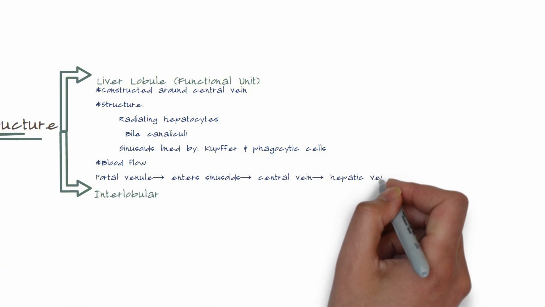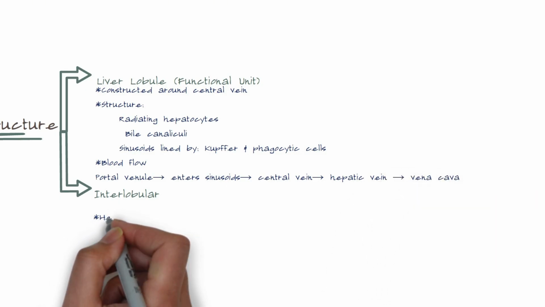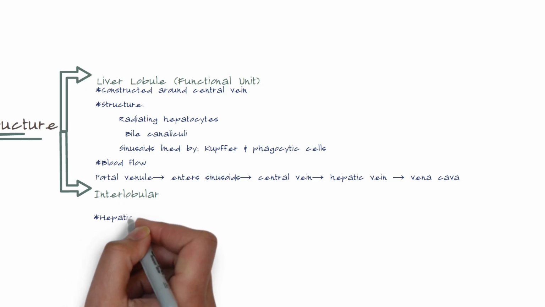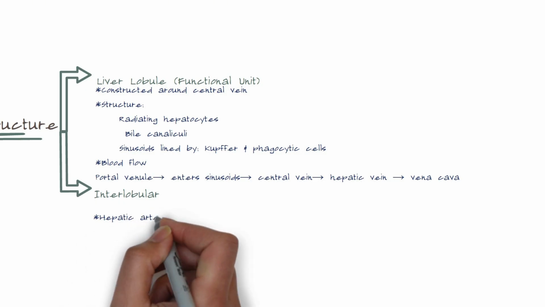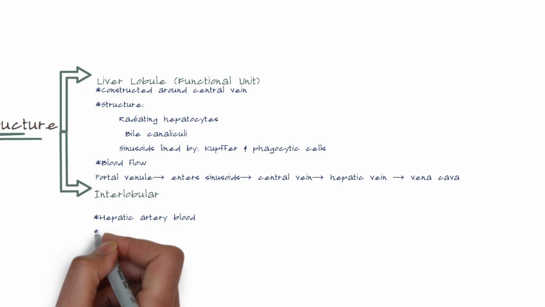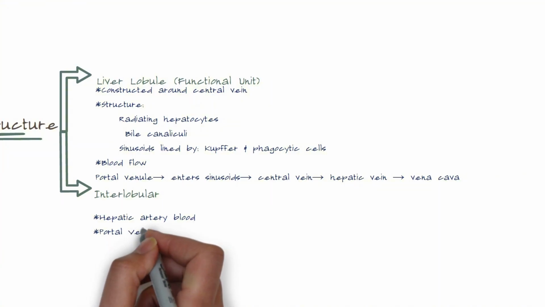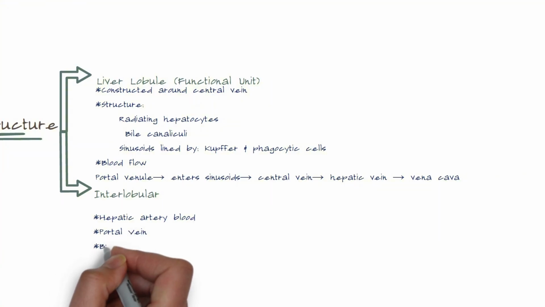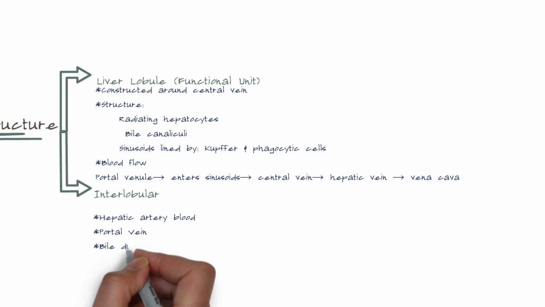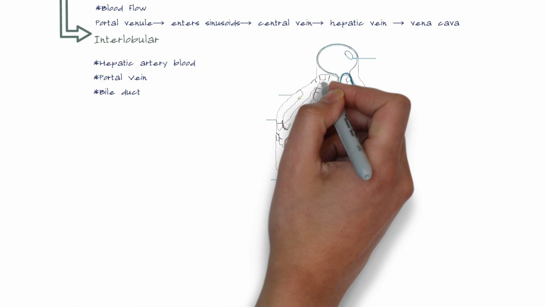How does the blood flow move in the hepatic lobule? First, the blood coming from the portal vein, carrying the blood from the GIT, enters the sinusoid, then flows to the central vein, then the hepatic vein, and finally to the vena cava. Don't forget that the hepatic artery also supplies the liver. It brings the oxygenated arterial blood to the liver cells.